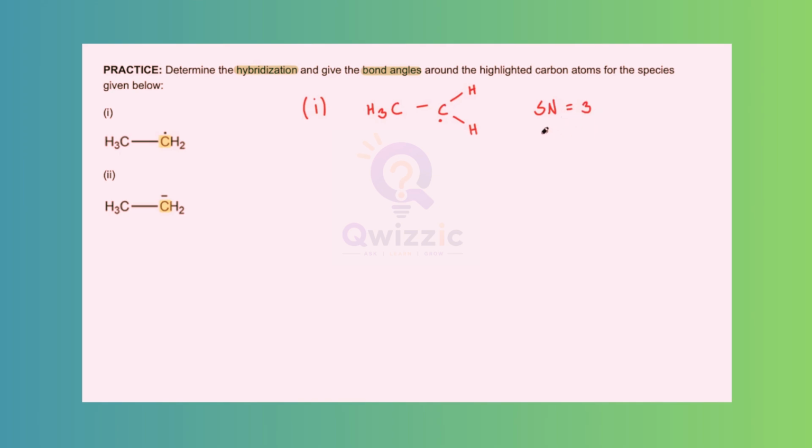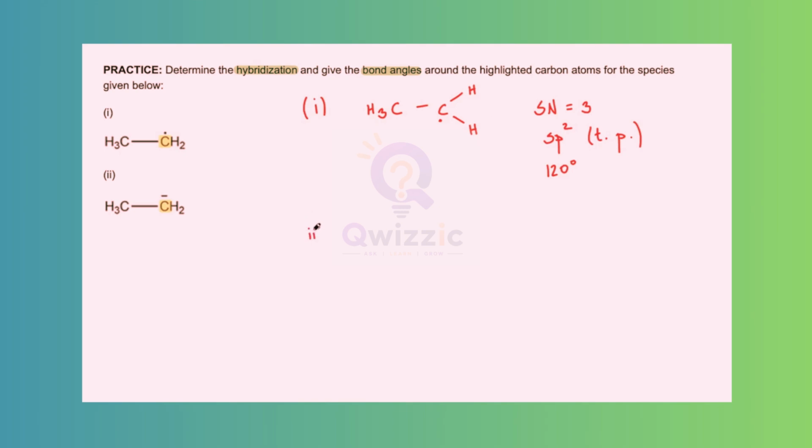And we have to recall that a steric number of 3 represents an sp2 hybridization, which corresponds to the trigonal planar geometry. Trigonal planar geometry has an ideal angle of 120 degrees. In this case, we can say that the observed angles would be close to the ideal angle because we don't have any lone pairs of electrons.